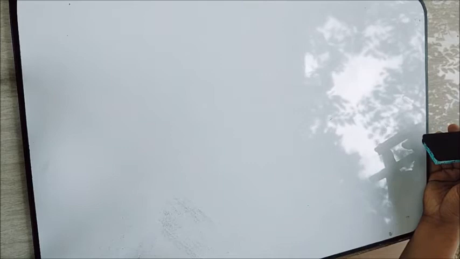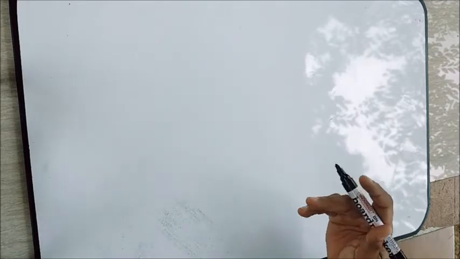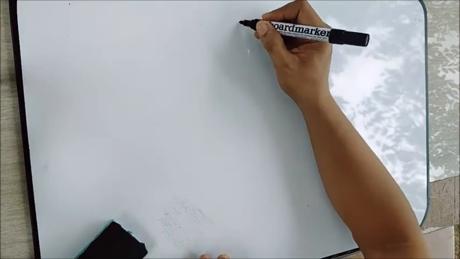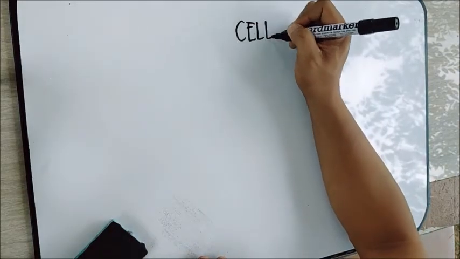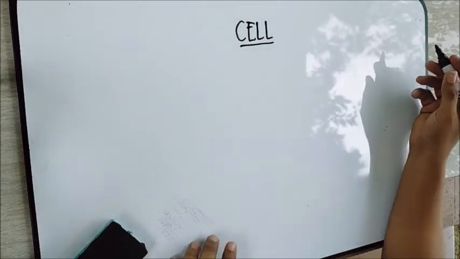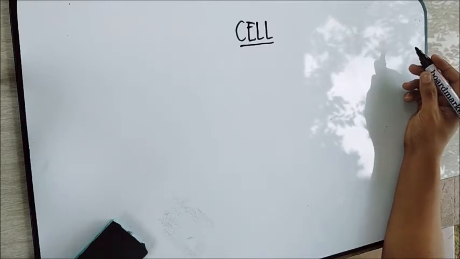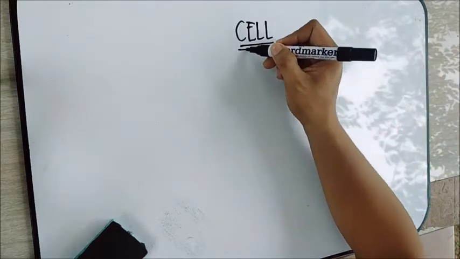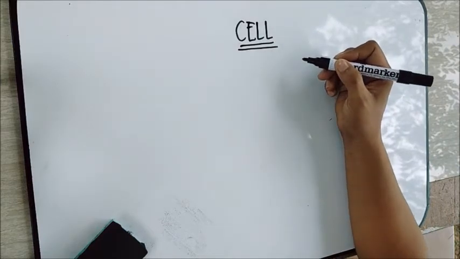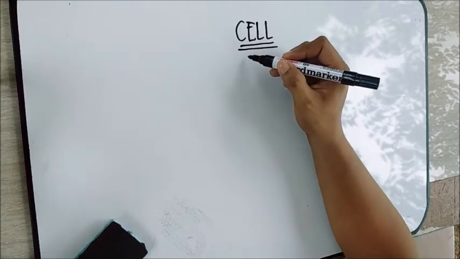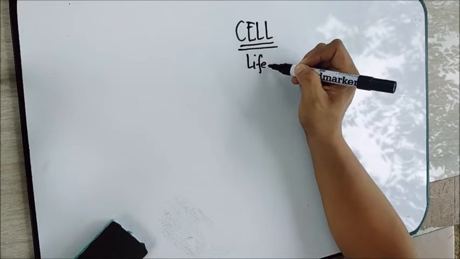So good morning everyone. Today we will be discussing all about cell diversity, its function and its parts. But before that, let's first discuss what is a cell. Now, if we look into the definition of a cell in different books, it gives you a lot of definitions. But simply, a cell is the structural unit of life.